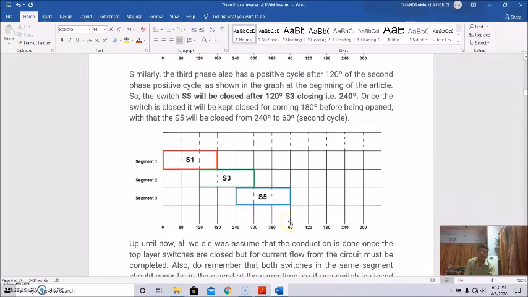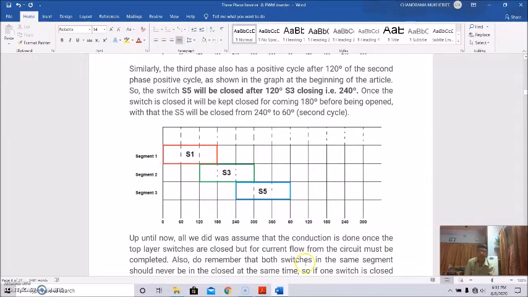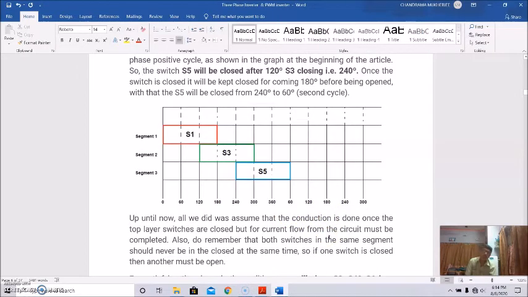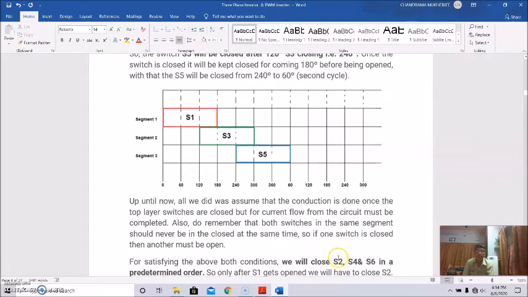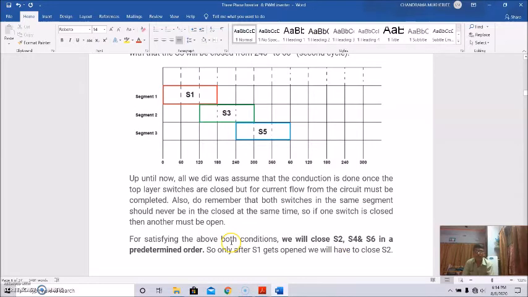Okay. So up until now, we assumed that the conduction is done once the top layer switches are closed. But for current flow, the circuit must be completed. Remember, both switches in the same segment should never be closed at the same time. If one switch is closed, then the other must be open. So for satisfying both conditions, we will close S2, S4 and S6 in a predetermined order.